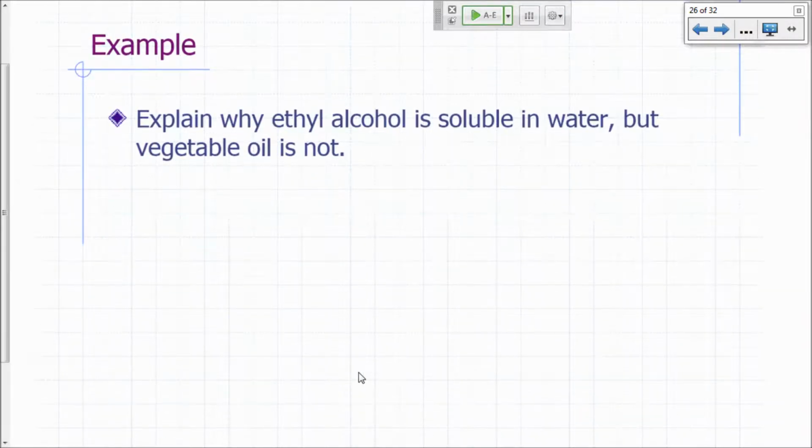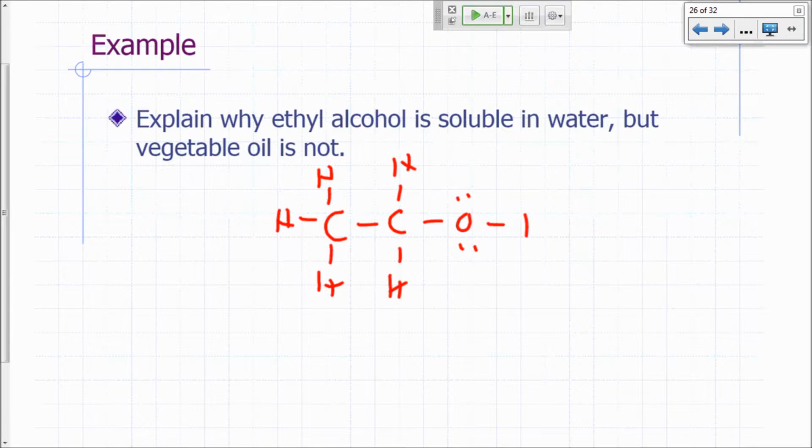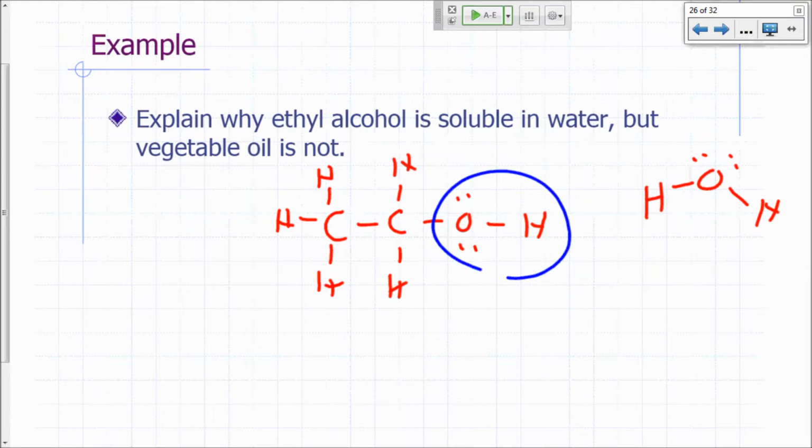So how do you explain why ethyl alcohol is soluble in water but vegetable oil is not? Ethyl alcohol, this is the structure of ethyl alcohol. Can you see how that's very similar to water molecules? They're capable of hydrogen bonding interactions with water molecules. So they can blend in, you might say, among the water molecules. So they can mingle easily with water molecules.